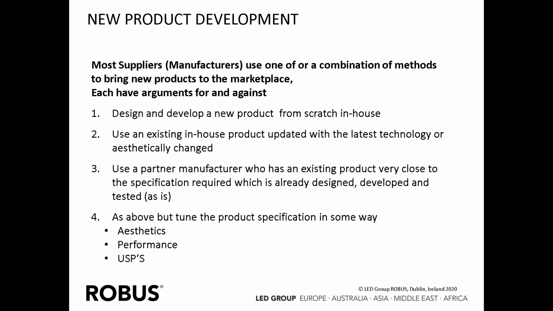The fourth one is to use maybe the point 3, but tune the product's specification in some way, either for aesthetics, performance, or any USPs that you want to build into the product to make it more bespoke to yourselves. And that's the route that we often go down.